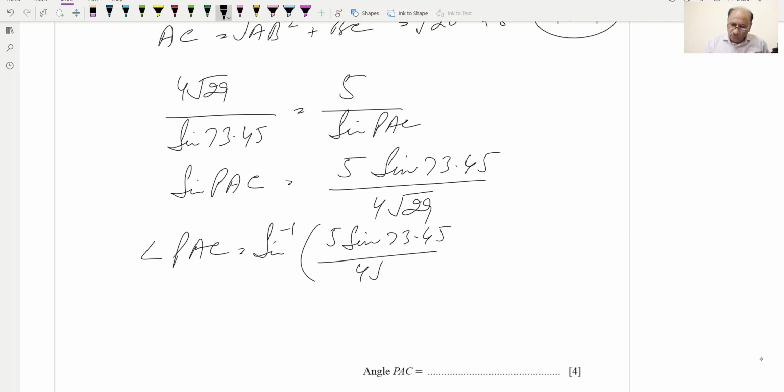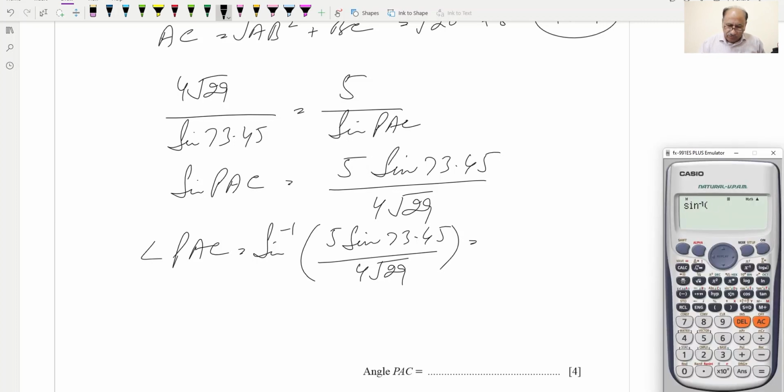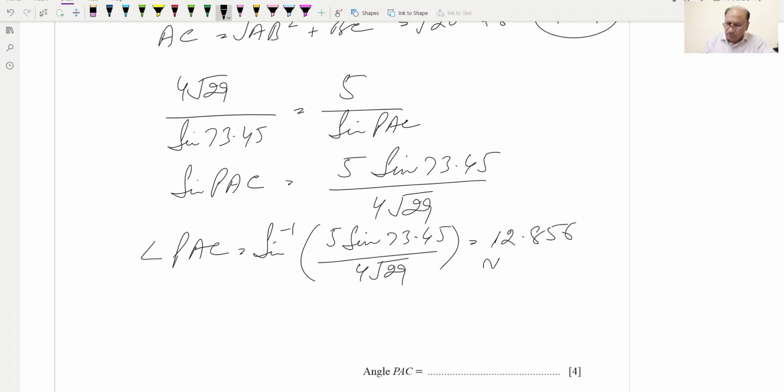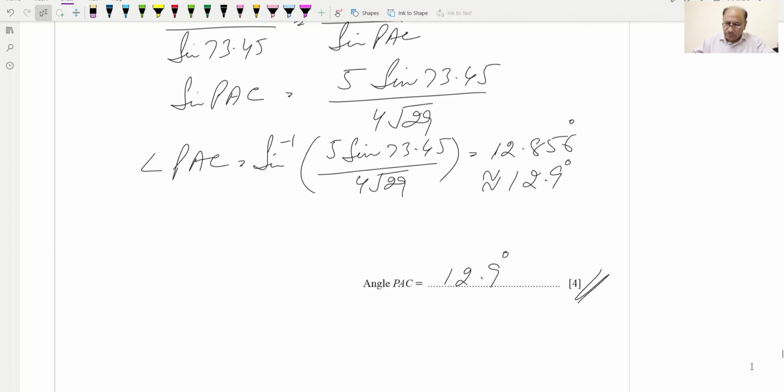Your calculator should be in degree mode for this question, which you will have to take care of, otherwise you will not get the proper answer. So this is sine inverse of 5 sine 73.45 bracket close, over 4 root of 29 bracket close, and this is equal to 12.856, or we can round it to 12.9 degrees, up to 3 significant figures or 1 dp. This was a 4-mark question which we are done with.